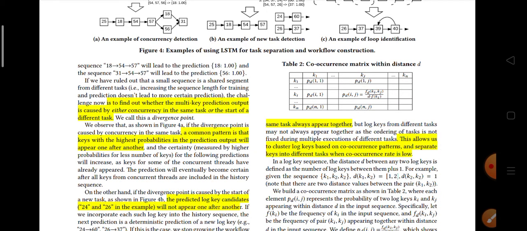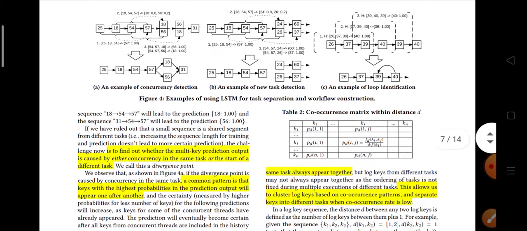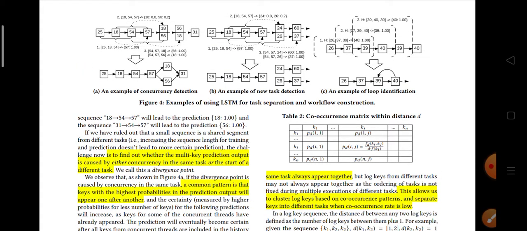The common pattern is that the key with the highest probability in the prediction output will appear one after another. See here in this diagram, after 18 the probability of 56 is coming, either 18 or 56, then the 31. That is the sequence. And the second challenge is that if the probability is not that high, then it can be a divergence point. Might be the task is finishing and a new task is starting, right?